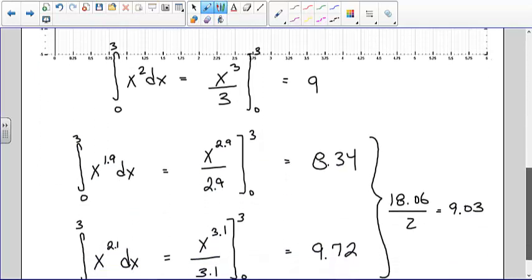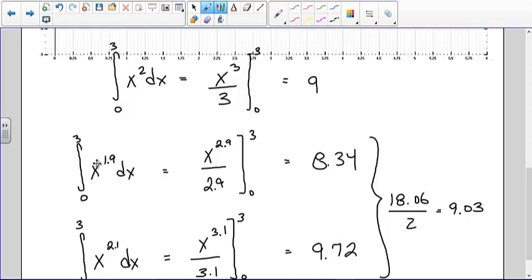So if you take the integral from, say, 0 to 3 of x squared dx, analytically we add 1 to the exponent, divide by the new exponent, and evaluate it at the upper limit. So you'll get 3 cubed, which is 27, divided by 3 is 9, and then you subtract the lower limit, which is 0. So the area underneath that curve is 9.